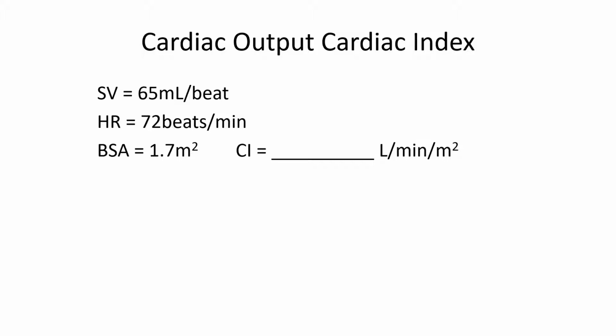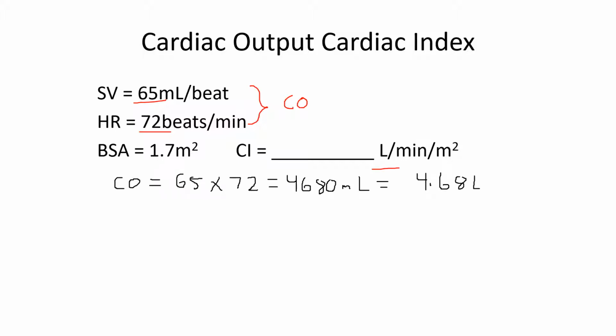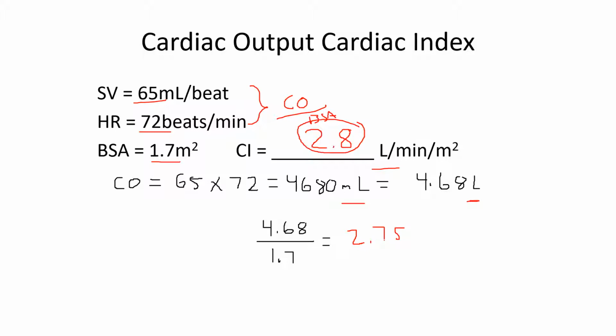All right, let's put it all together. We've got stroke volume, we've got heart rate, but we need to find CO, right? Easy enough, but remember, it has to be in liters. If you multiply those two numbers, you get mLs, but we want liters. So now that we have CO, all we've got to do is divide by BSA. It's given to us this time, 1.7, easy enough. 4.68 is our output, 1.7 is our surface area, index of about 2.8. Very common mistake, not being in liters.